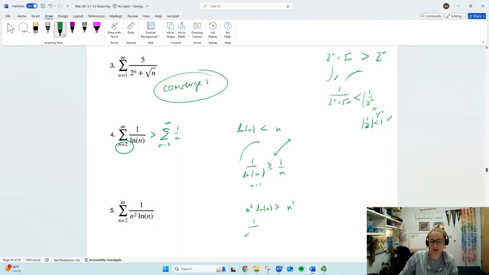So now when I flip them over, I'll have 1 over n squared right here, which is going to be larger than my term, and I know that my series of 1 over n squared converges because my p-value is bigger than 1. So hence, this is also going to converge.